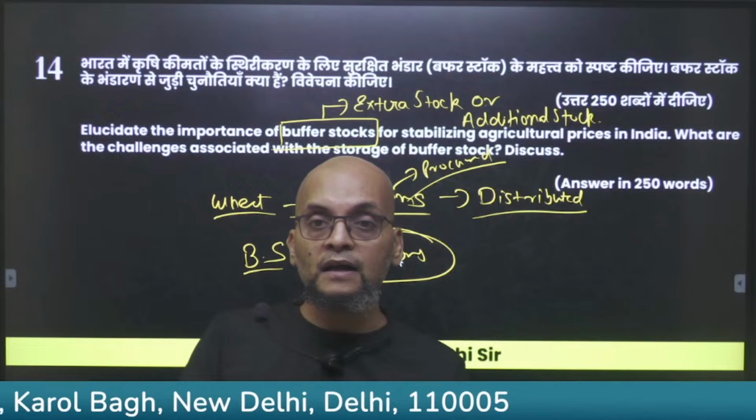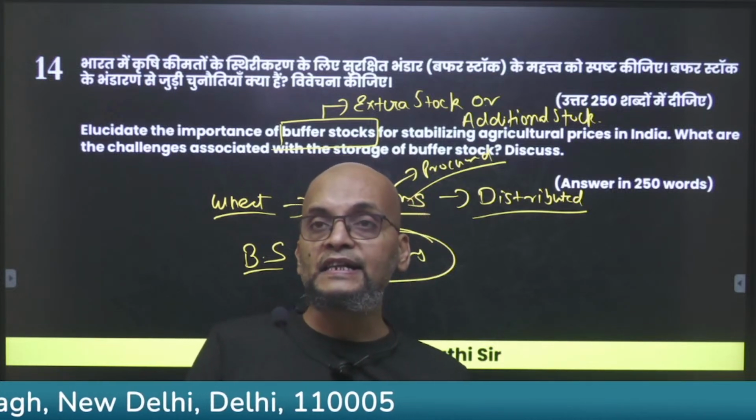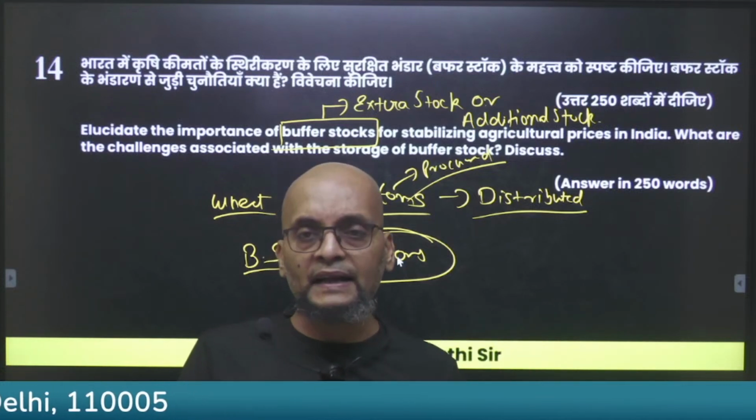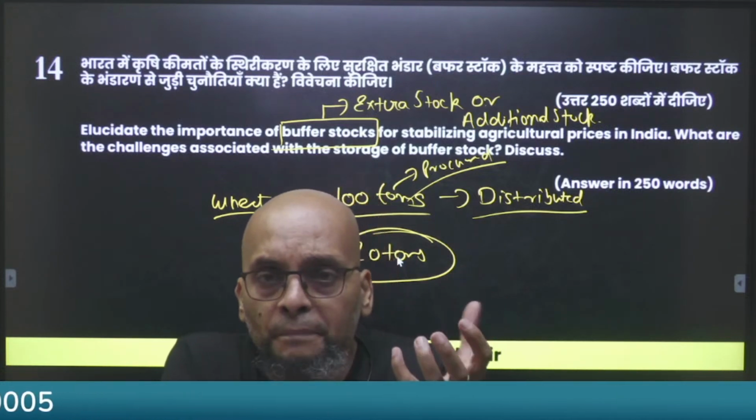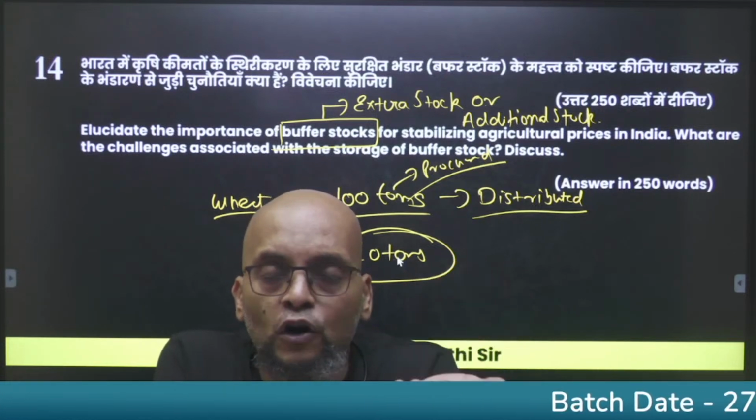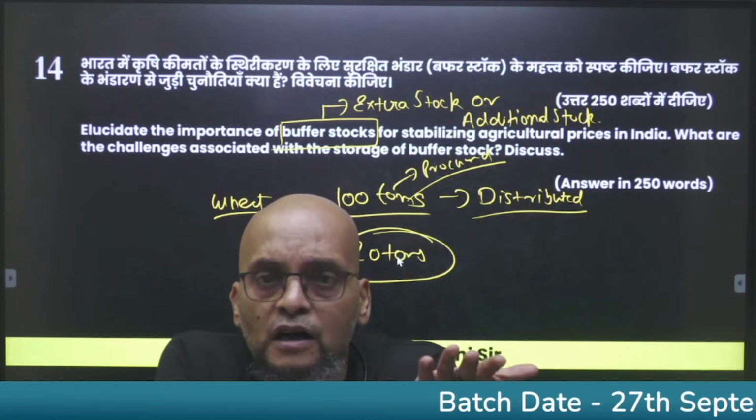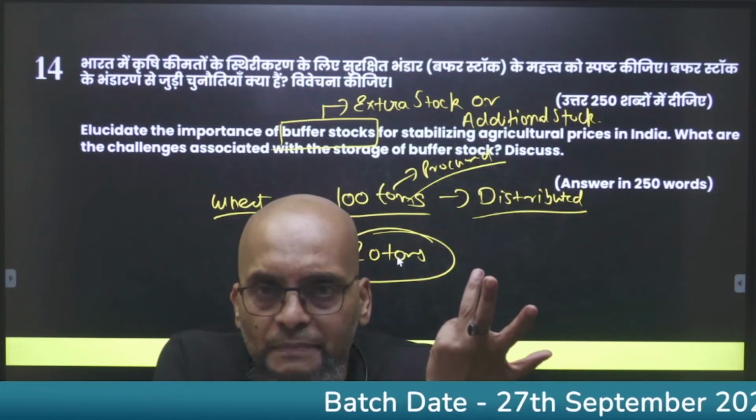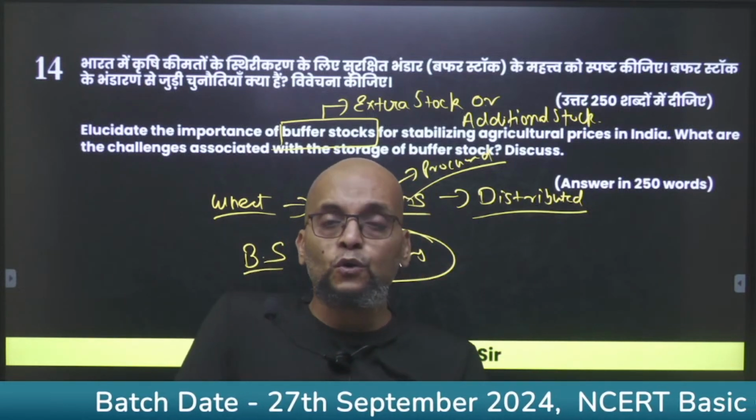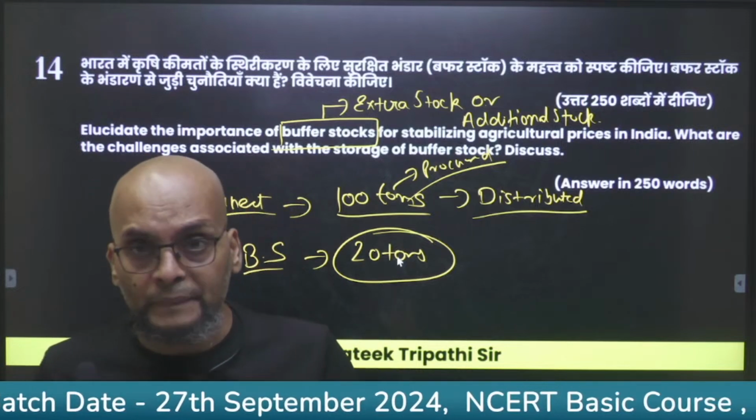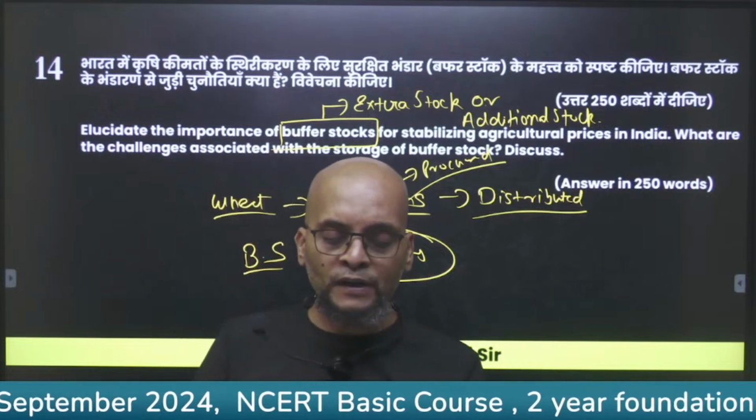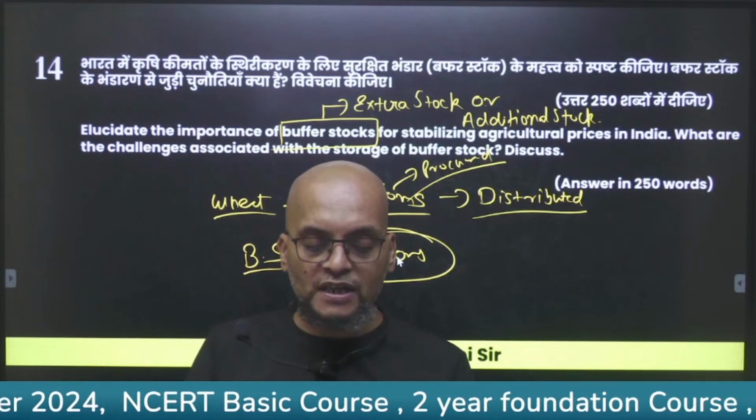Then is protecting the interest of the farmers. See, as I told you, if government is going to take the buffer stock, keep this additional stock, from where will government purchase it? Government will purchase it obviously from the farmers. So farmers will get the price, they'll also get benefited. Next is growth in the regions as well, growth in the regions of farming, in the region of agriculture. Clear? Now what are the concerns or challenges related to it?